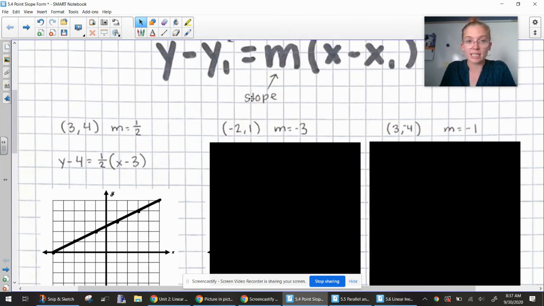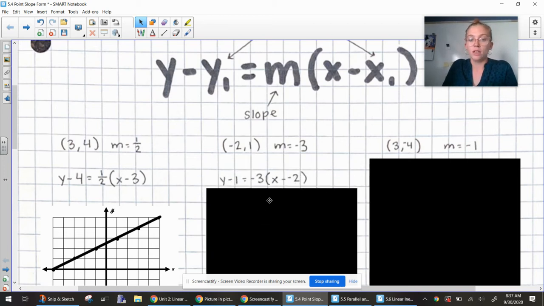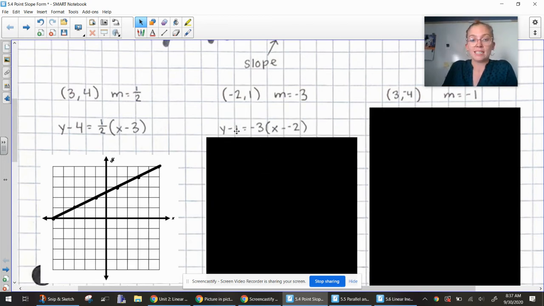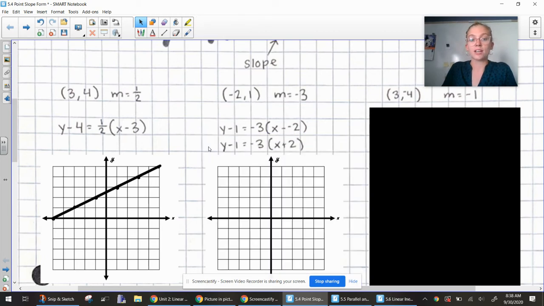Our next point is going to be -2, 1. Well, we're going to substitute in -2 and 1 for x1 and y1 respectively, and the slope is -3. So that gives us y minus 1 equals -3 times x minus -2. Well, we know that subtracting a negative is the same as adding, so the actual formula is y minus 1 equals -3 times x plus 2.